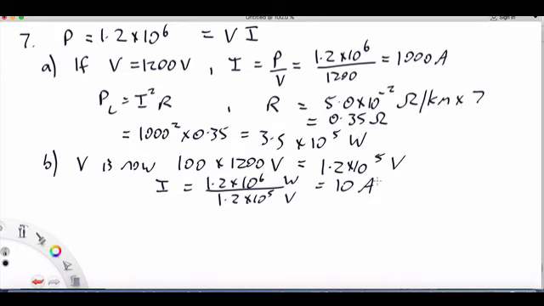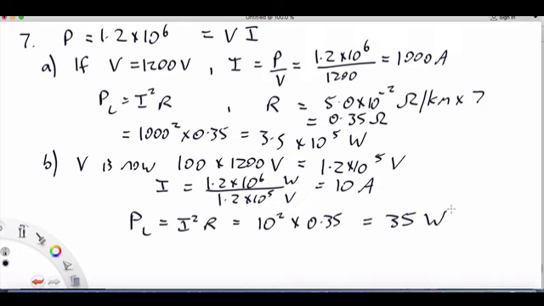So the voltage got stepped up by 100, the current got stepped down by 100, and so now the power lost is going to be I squared times R, which is 10 squared times 0.35, and that means it has now gone down to 35 watts of power heating the wires.